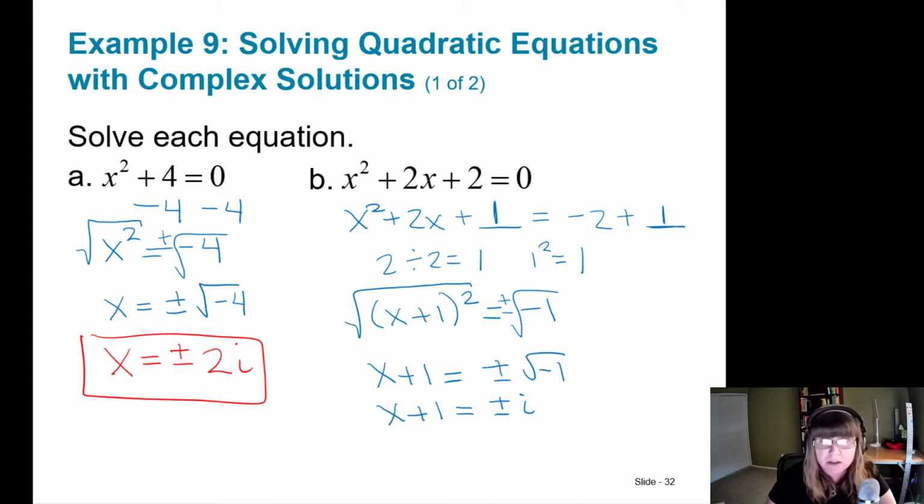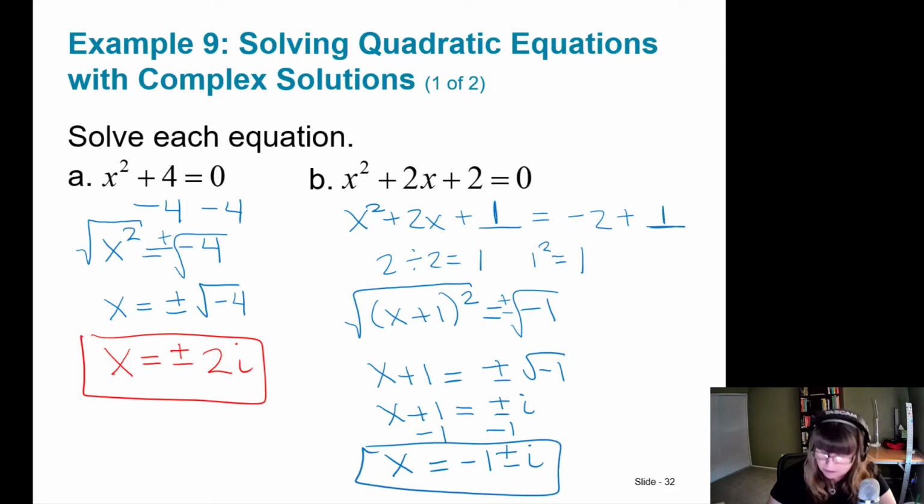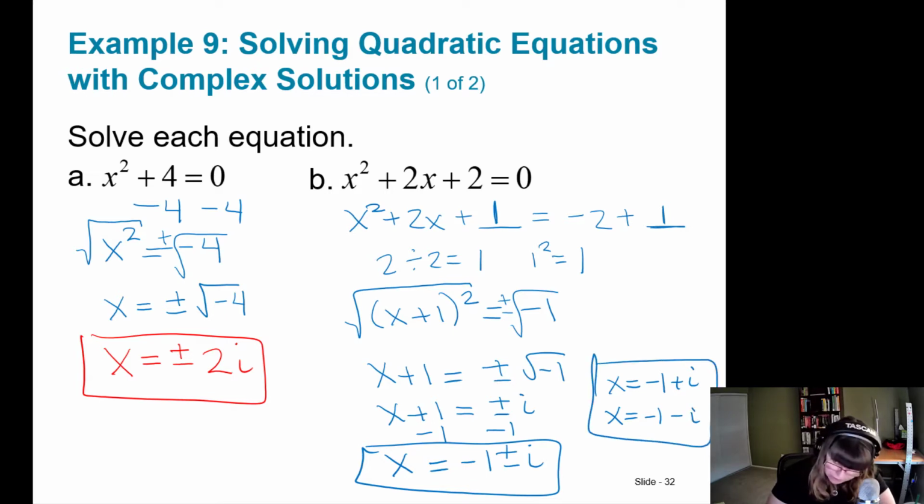I'm going to subtract 1 from both sides, and I get x equals negative 1, because these I can't combine. 1 is real, the negative 1 is a real number. The plus and minus i is imaginary. So if you want to break it apart, x equals negative 1 plus i, and x equals negative 1 minus i. I have two solutions. Likewise, over here, x equals 2i, and x equals negative 2i.